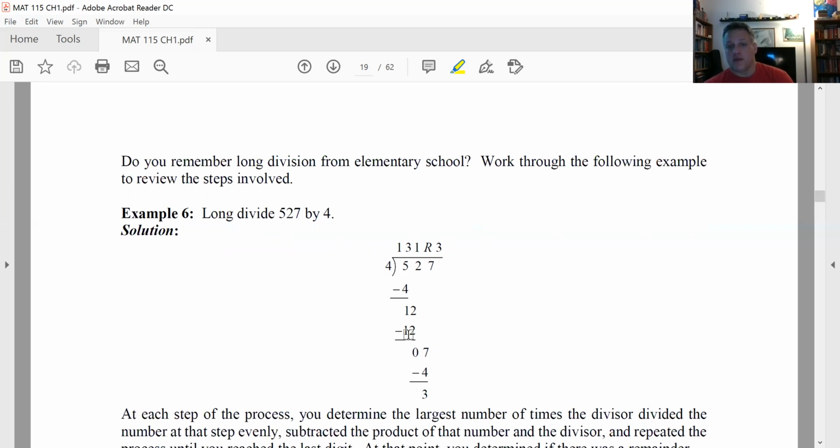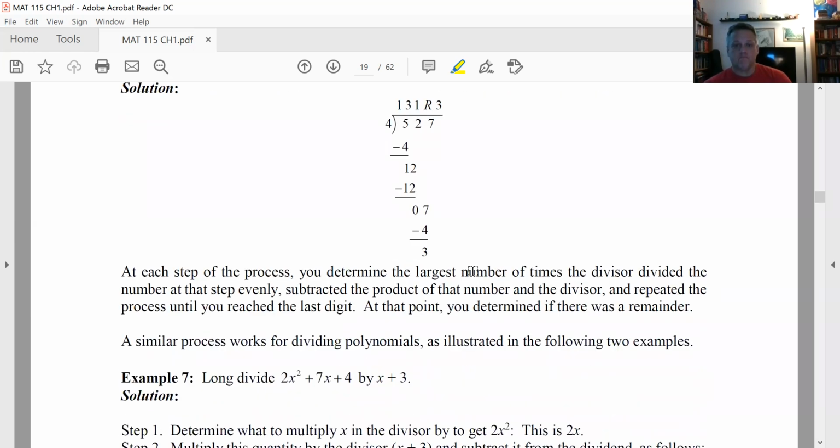Multiply the 3 times the 4 to get 12, subtract those guys, so now you get 0, bring down the 7, do it again. How many times does 4 go into 7 evenly? Once. Multiply the 1 times the 4 to get 4, subtract to get 3. There's nothing else to bring down, and so this turns out to be your remainder, which you write as R3. But technically, don't forget, when you're dealing with real numbers, we get away from that pretty quickly once we understand what fractions are. We would really write this as 131 3/4.